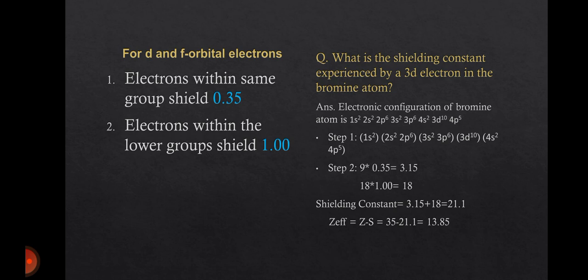And the effective nuclear charge is equal to Z minus S. The atomic number of the bromine atom is 35. So 35 minus 21.15 is equal to 13.85. So this is all about Slater's rule, and with the help of Slater's rule we can easily calculate the shielding constant and then find the effective nuclear charge. Thank you.